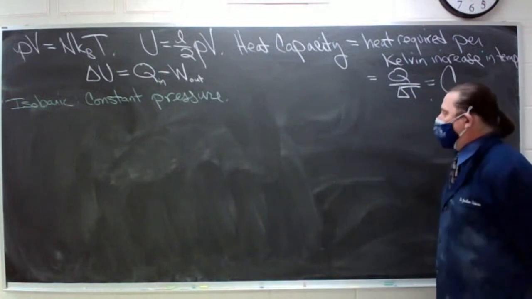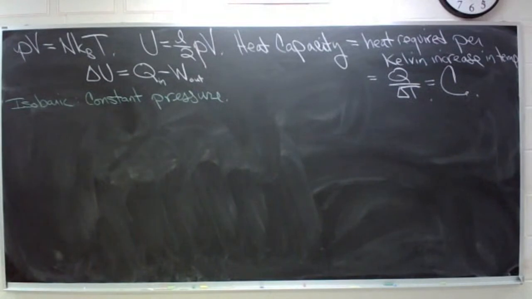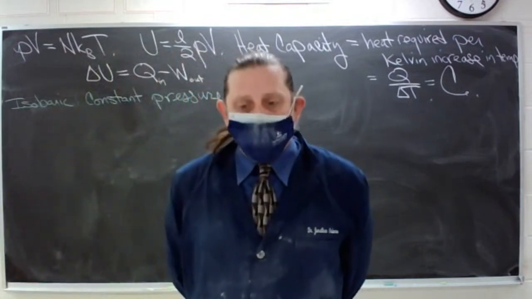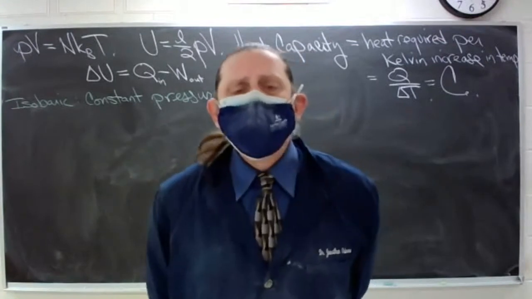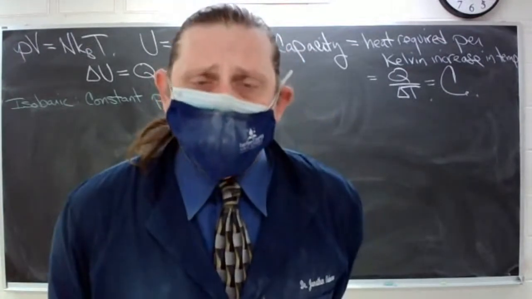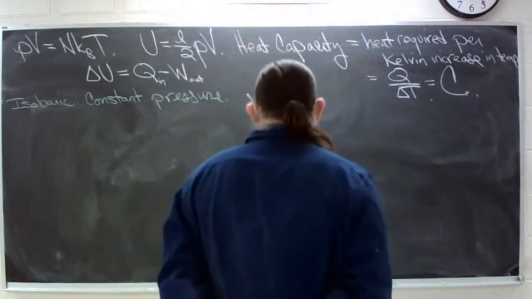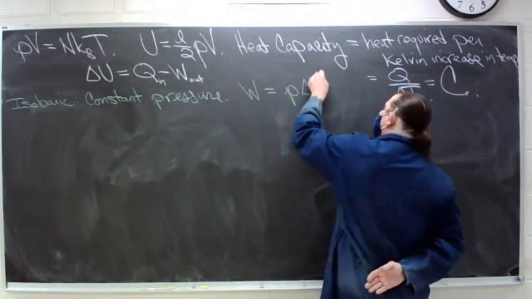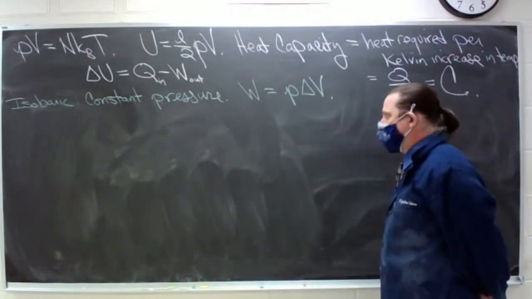All right, so let's look at our processes. An isobaric process is a process that takes place at constant pressure. Okay? We know that the work done by a gas is equal to the pressure times the change in volume. Since the pressure in an isobaric process is constant, we can just use that expression. Pressure times the change in volume.